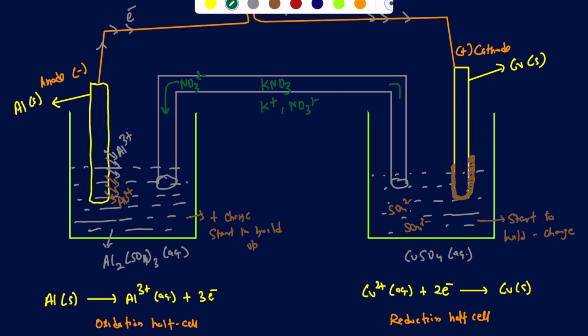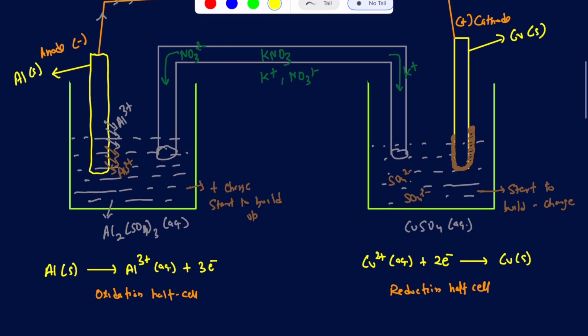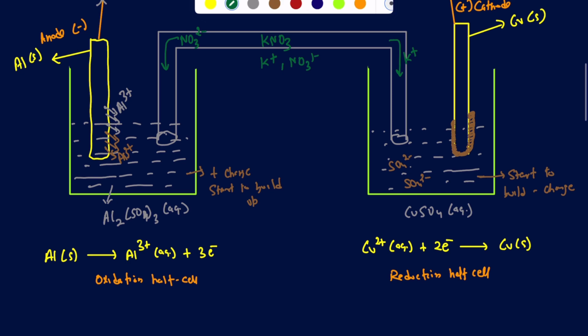And to neutralize that negative charge buildup, I would have K+ start pouring into this particular solution on the right side. So that is the purpose of the salt bridge, just to make sure there is no excessive buildup of the charge.